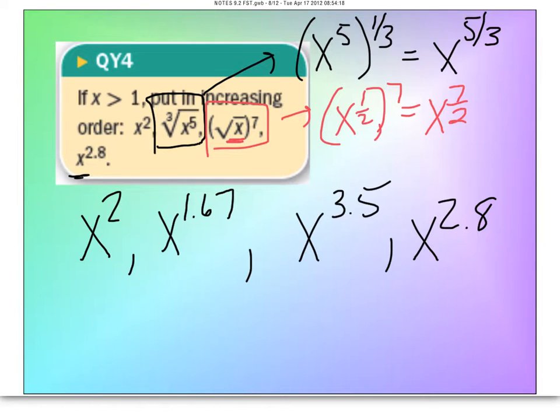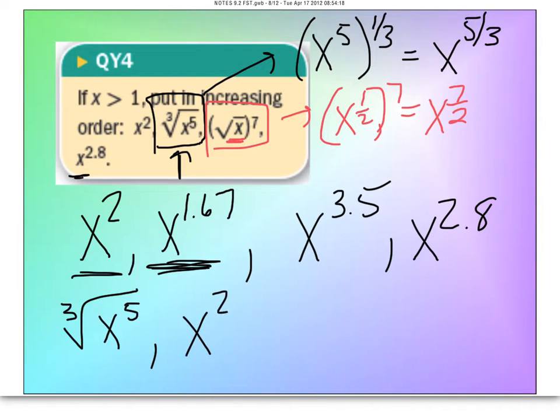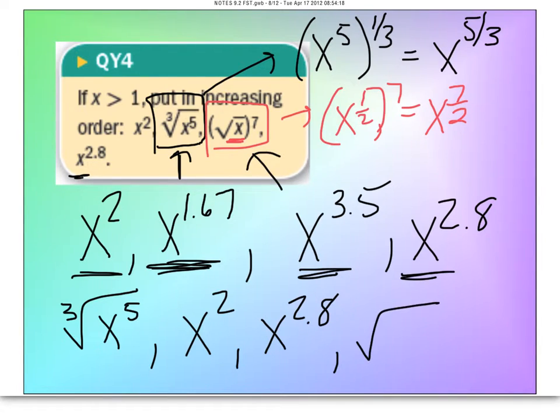Now in increasing order, let's do the smallest one first. That would be the second variable. And do write it like it originally was stated. So we're going to put the cube root of x to the 5th first. The next one is going to be x squared, and then x to the 2.8 power. Lastly, this one here, and I am going to put it in its original format. So it's going to be the square root of x to the 7th power.